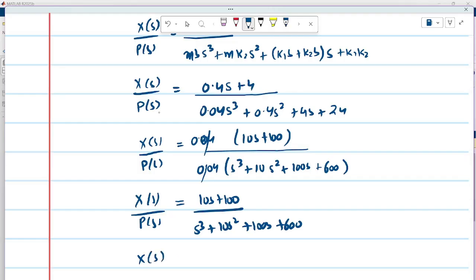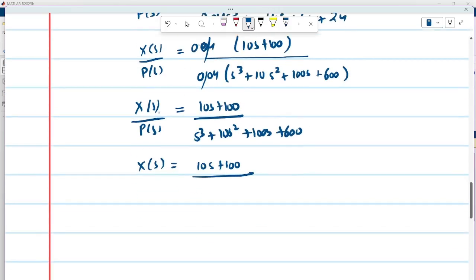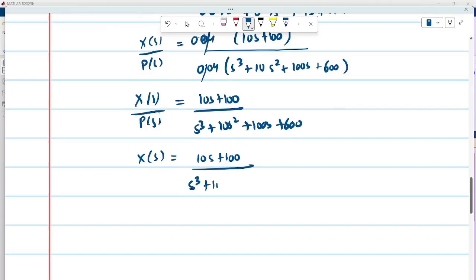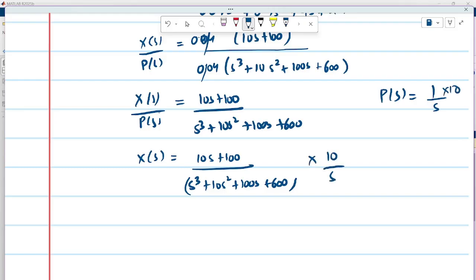So X(s) will be equal to (10s + 100) divided by (s³ + 10s² + 100s + 600), and P(s) is actually a step force, so its Laplace transformation is 1 over s, and since the magnitude of the step force was 10, you multiply by 10, so you write it as 10 over s. We have taken the P(s) to the other side, so it will be multiplied by 10 over s. So this is what we have here.